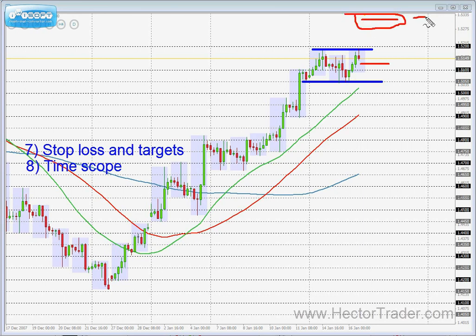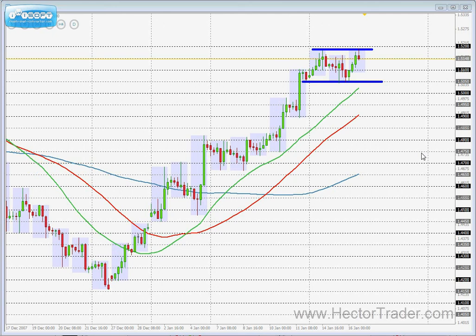and furthermore, whether it will be just one target, or perhaps you will exit in 2 steps. And finally, the time scope. How long do you expect this trade to be open for, and what's the time limit you may want to consider to reassess the situation, perhaps manually close the trade, etc. All right, that's the trade plan for the euro against the Canadian dollar.